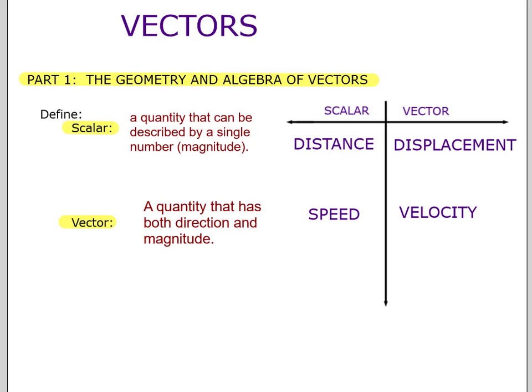Vectors. A scalar is a quantity that can be described by a single number. It's just the magnitude. So our scalar so far is distance. Sorry, it's just distance. The vector counterpart to that would be displacement. A vector is a quantity that has both direction and magnitude. So again, a scalar would be speed, and our vector is velocity.